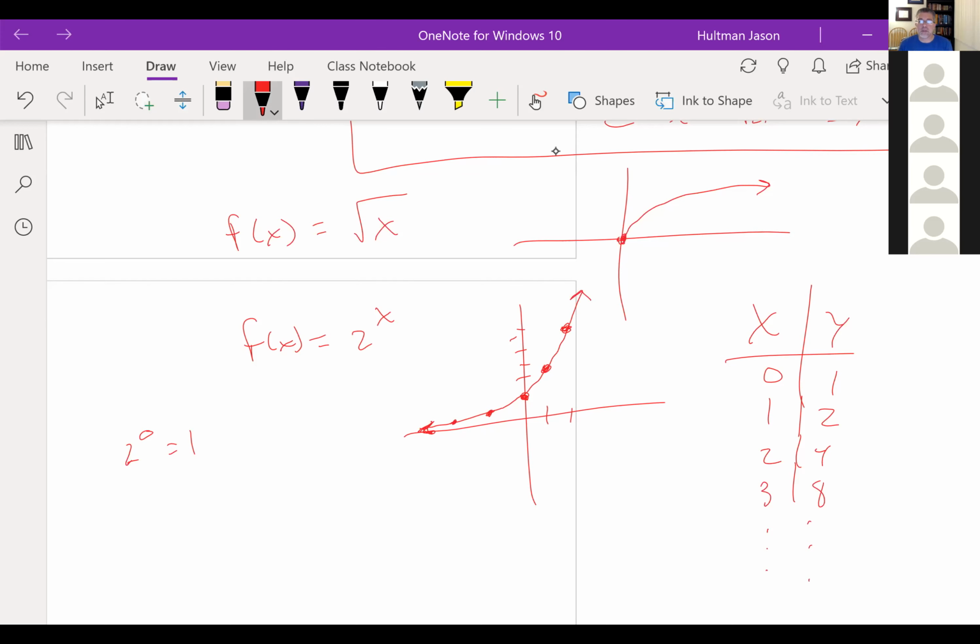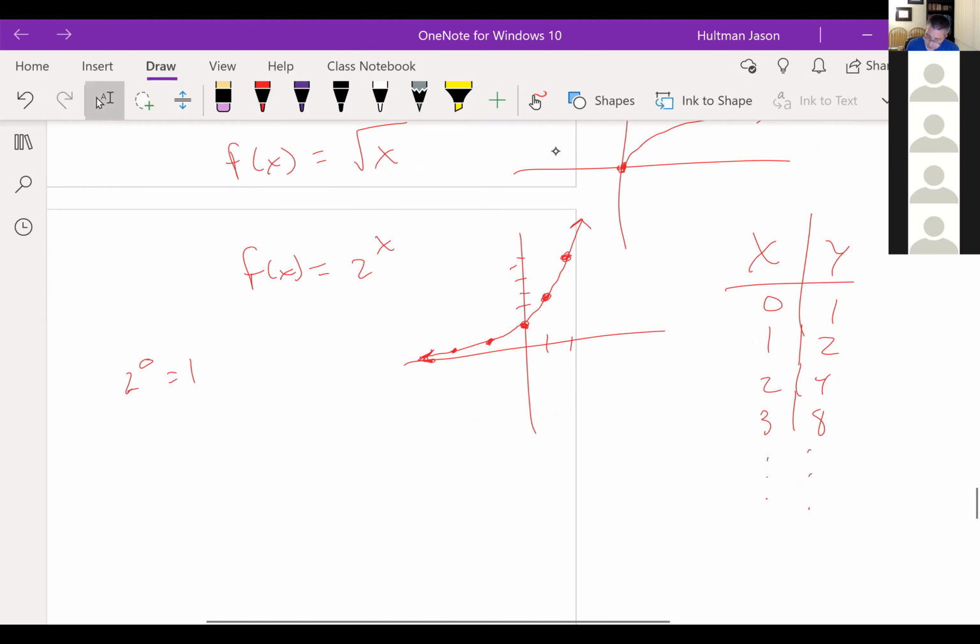Okay. So there we go. That's my exponential curve, right? My exponential curve. What's the base? The base is 2. Okay. So it'd be like investing $1 at 100%.